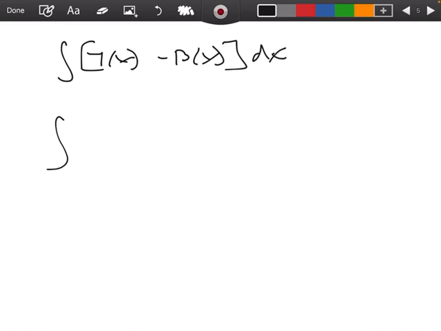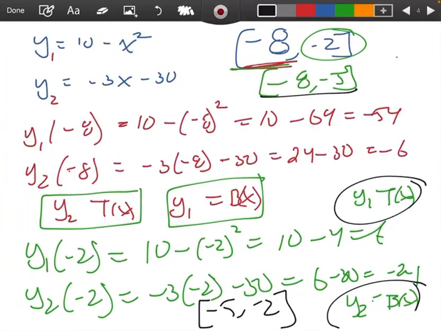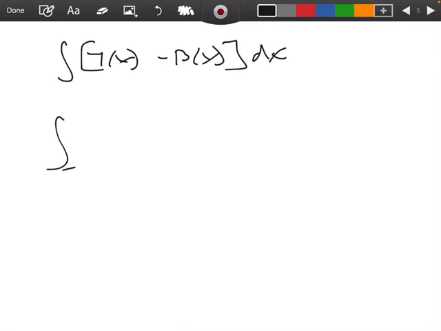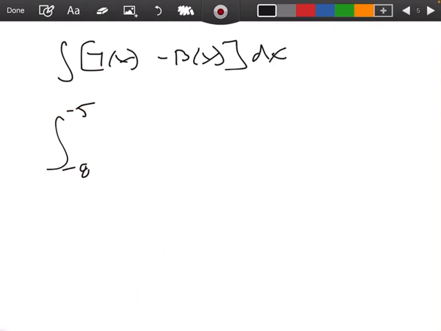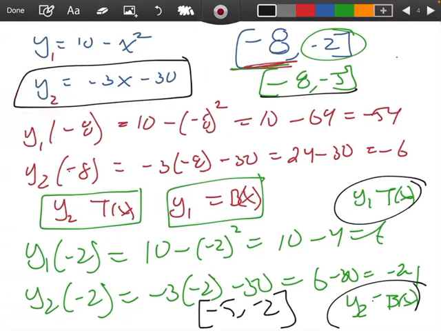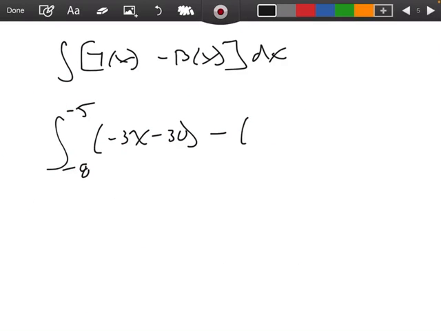When we're finding the area between curves, it's always the top function minus the bottom function, over whatever interval we're doing. We're doing this over two intervals. The first part is from negative 8 to negative 5. From negative 8 to negative 5, our top function happened to be y2. So it's going to be negative 3x minus 30 minus the bottom function, which was 10 minus x squared, dx.